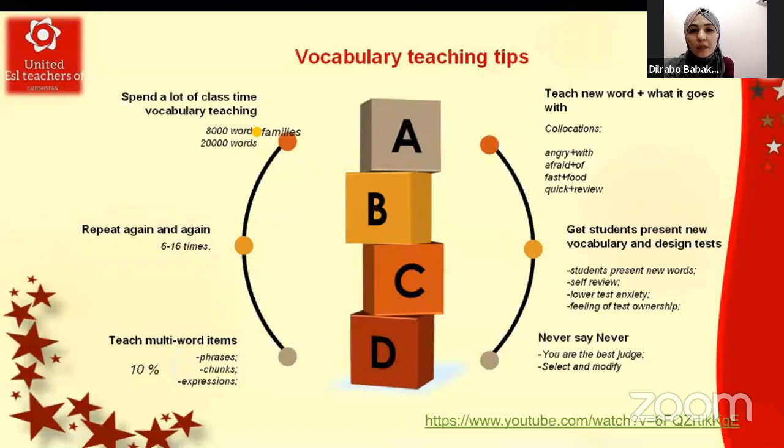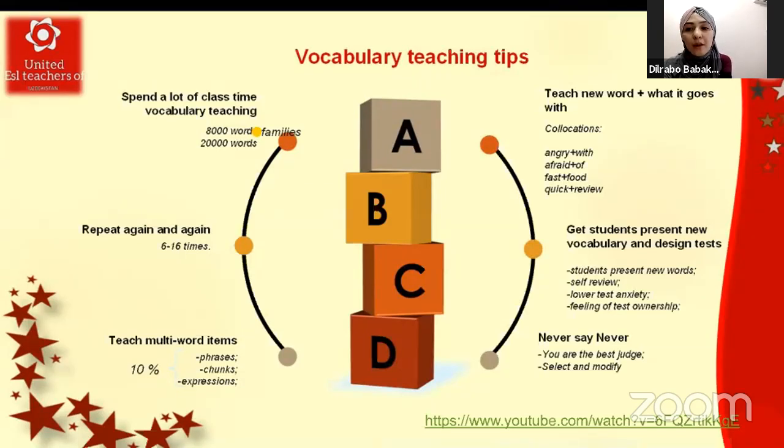So the first one: spend a lot of class time on vocabulary teaching. It means that in general, when we teach vocabulary, we spare very little time for teaching new words. Actually, according to the research, at a higher level, somewhere around pre-intermediate, a person should be able to use 8,000 word families.